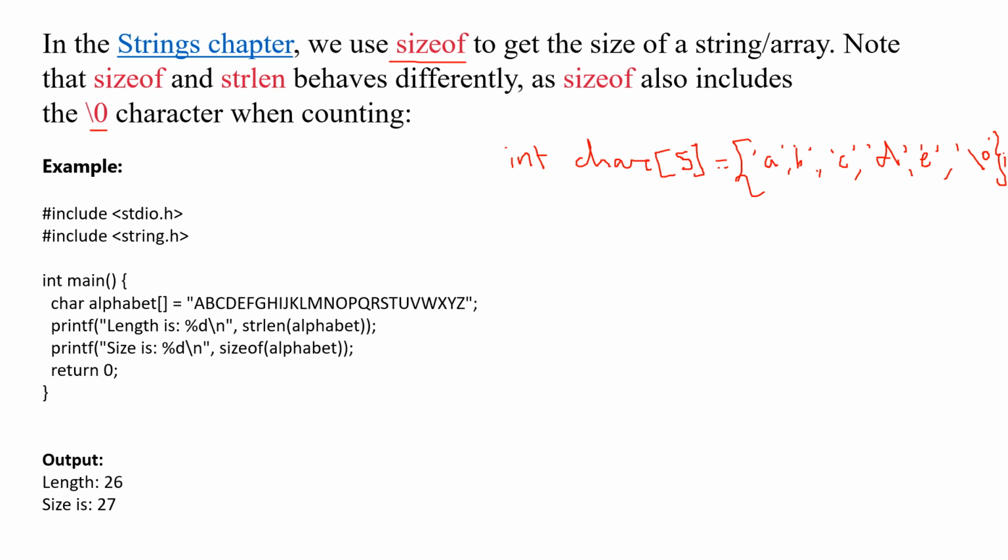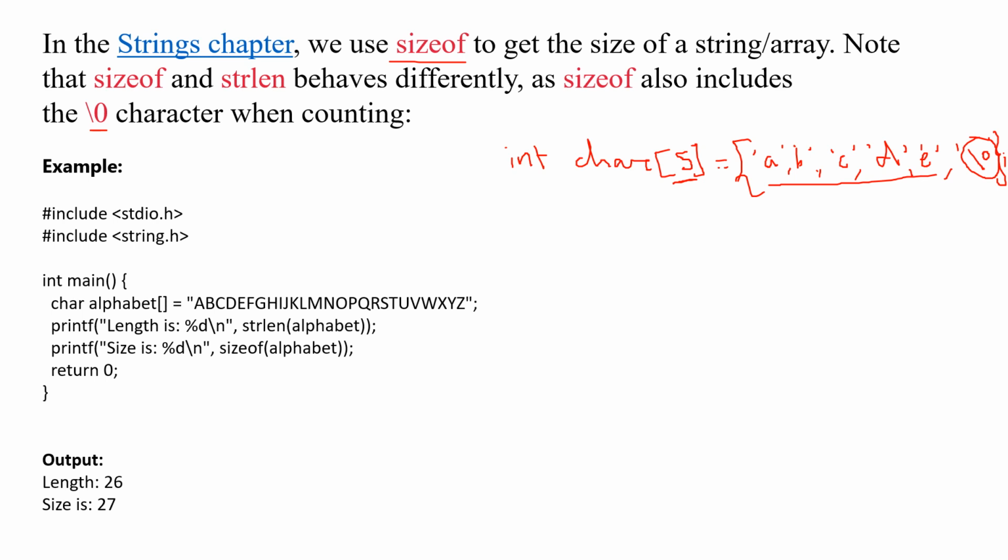The output here: the size of the array is 5. Obviously the length is 5, A, B, C, D, E. So there are totally 5 characters. The length of the string is 5. But if we use sizeof, it will be printed as 6 instead of 5, including this null character. So sizeof also includes the null character when counting.